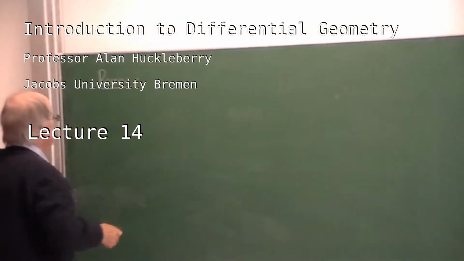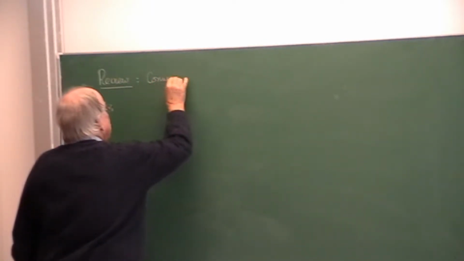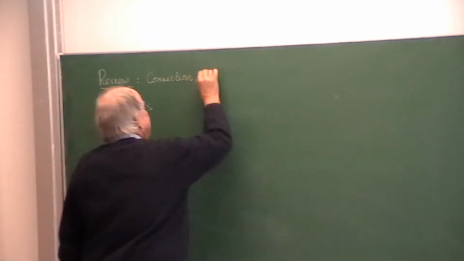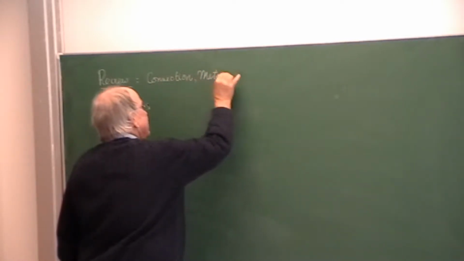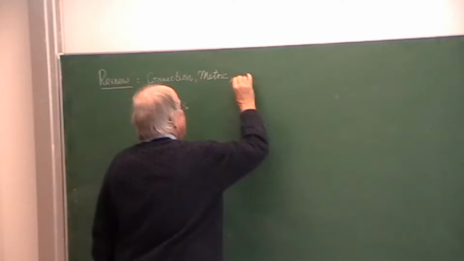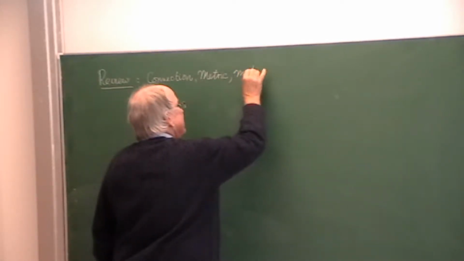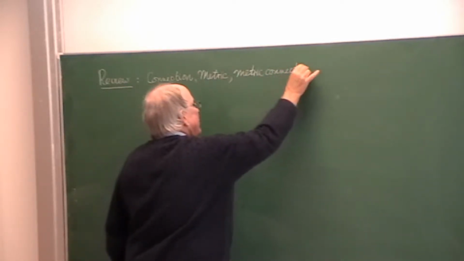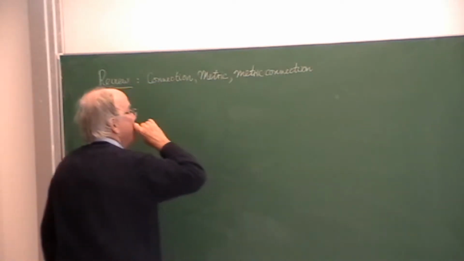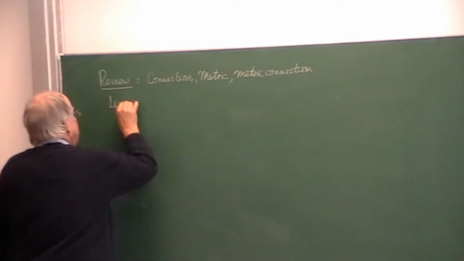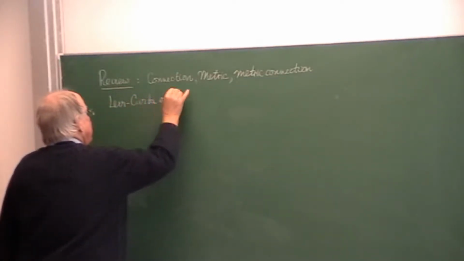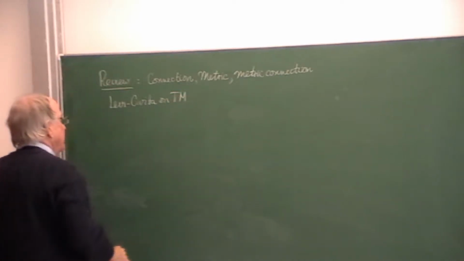Concepts that we've discussed so far. So we know what a connection is. And we know what a metric is. And we know what a metric connection is, in general. And we know what a Levi-Civita connection is on the tangent bundle, which satisfies another condition.